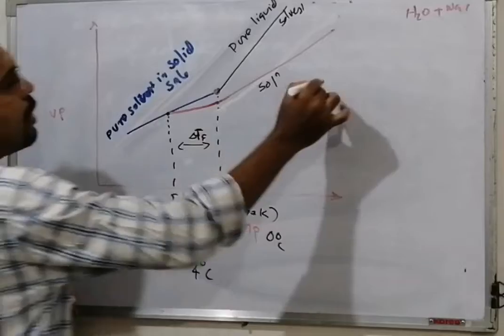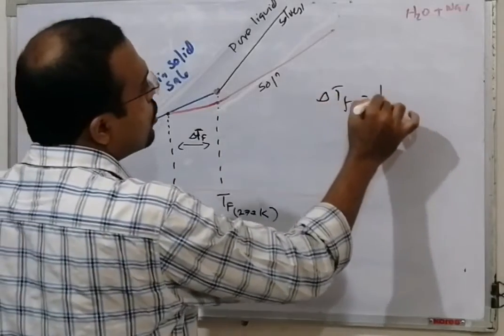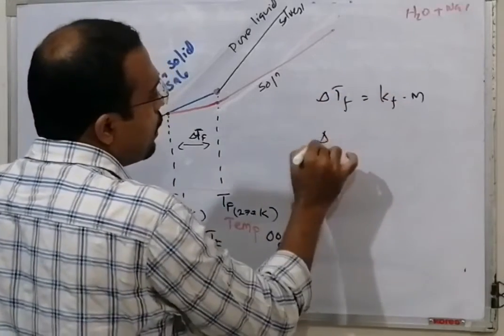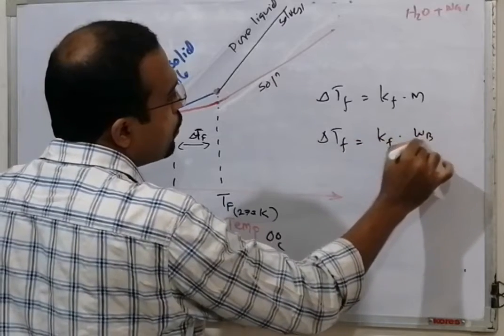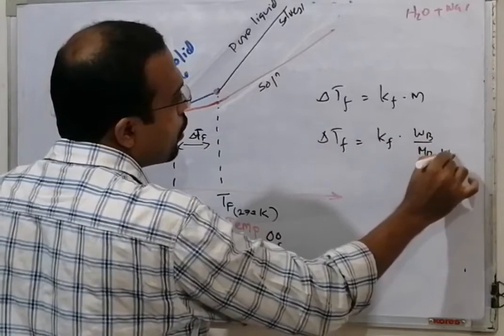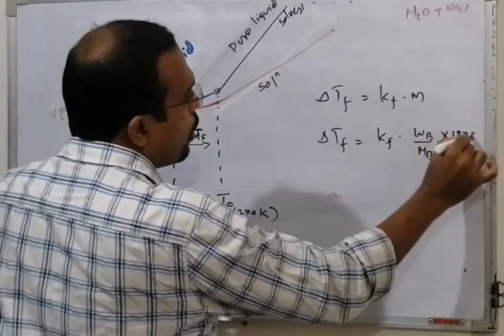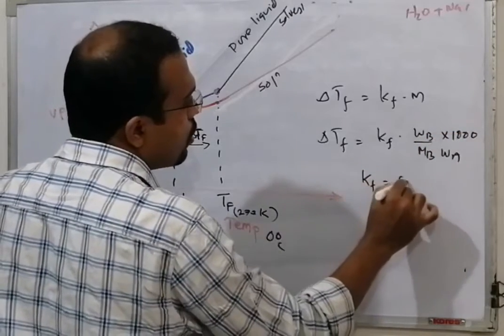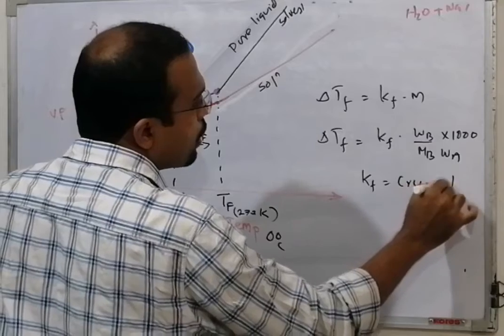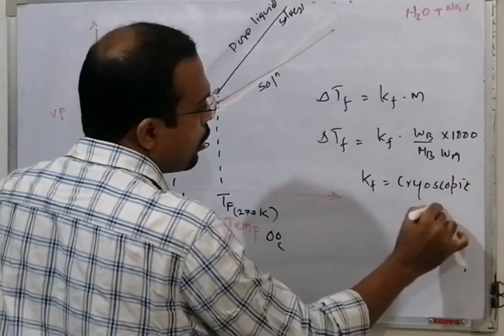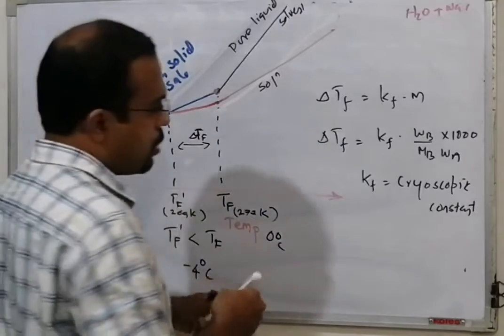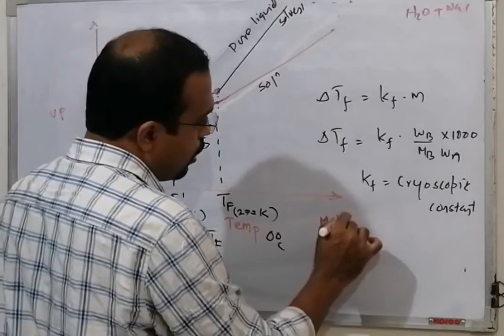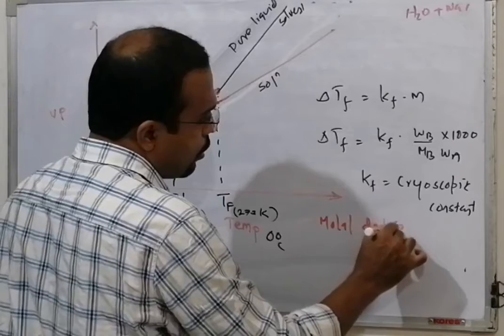As usual, delta Tf is equal to Kf into m. Delta Tf is equal to Kf into Wb by Mb into Wa into 1000. What is Kf? That is called the cryoscopic constant, or molal depression constant.